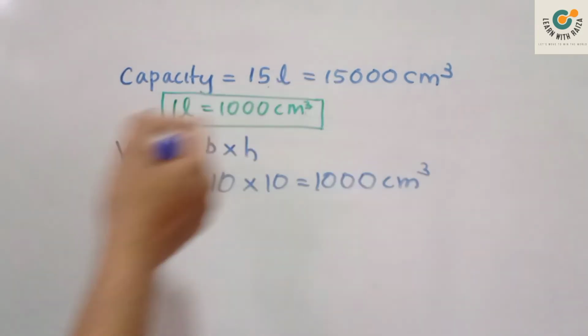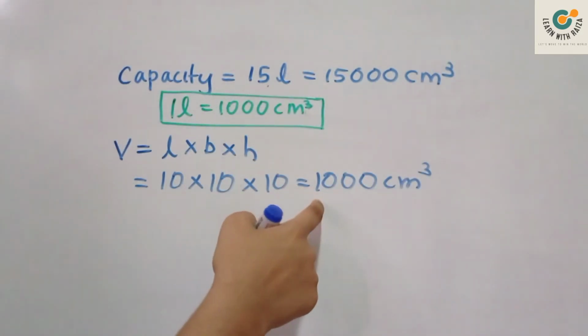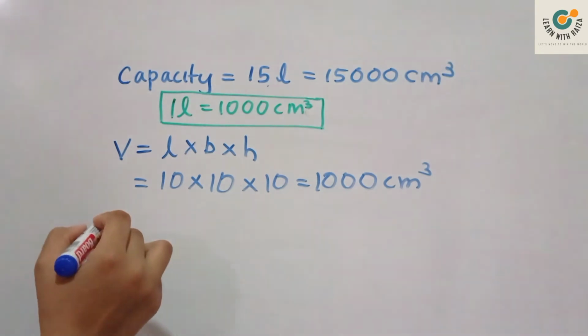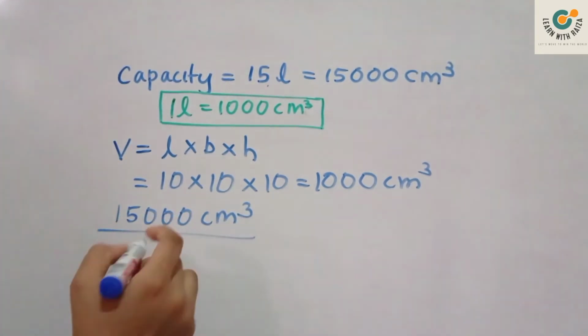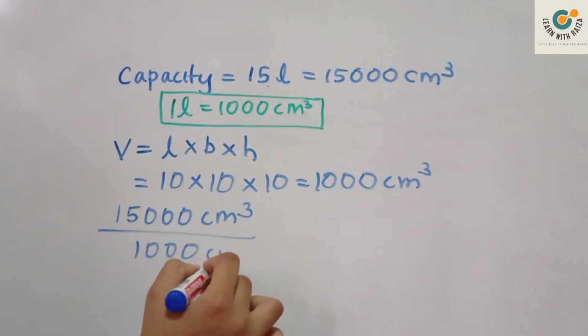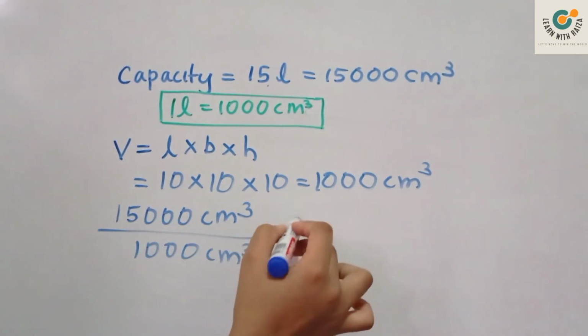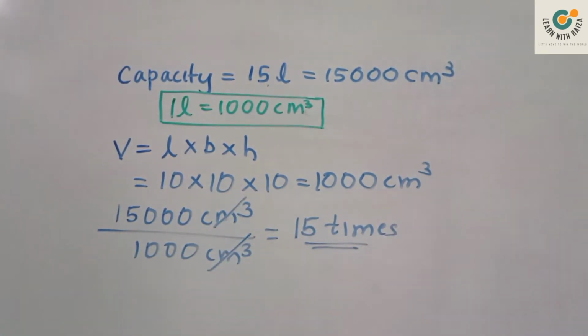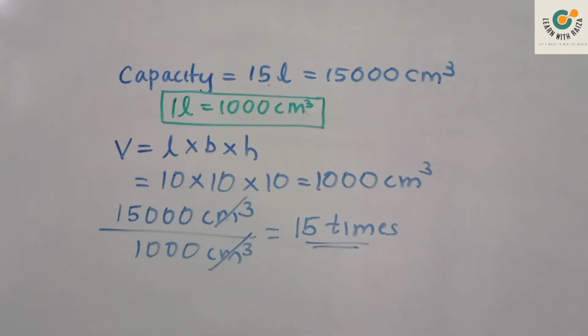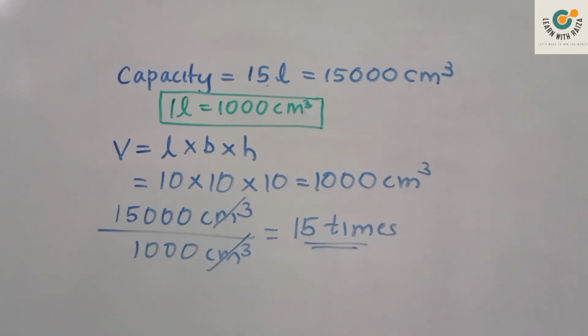To fill this 15,000 cubic centimeters, how many thousand cubic centimeters should be poured? For that we divide 15,000 cubic centimeters, the big barrel, by 1000 cubic centimeters, the small cube. Then we find that it is 15 times. There are no units because cubic centimeters get cancelled. So we have shown that the complete barrel of 15 liters can be filled by using a cube-shaped container with 10 centimeter dimension, but we have to pour it 15 times to fill it.